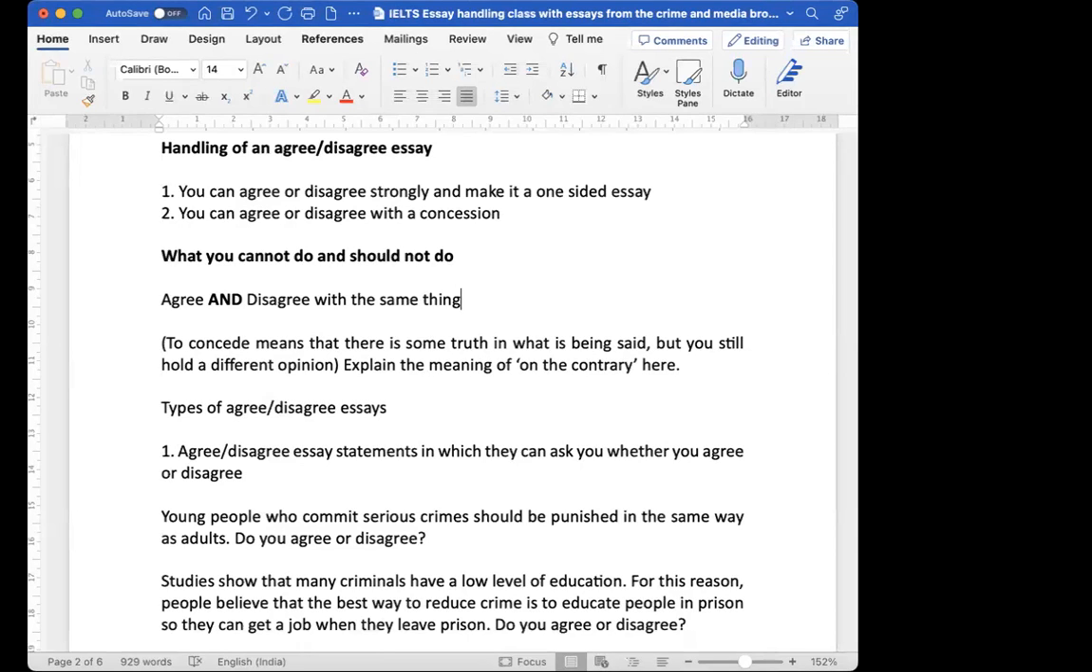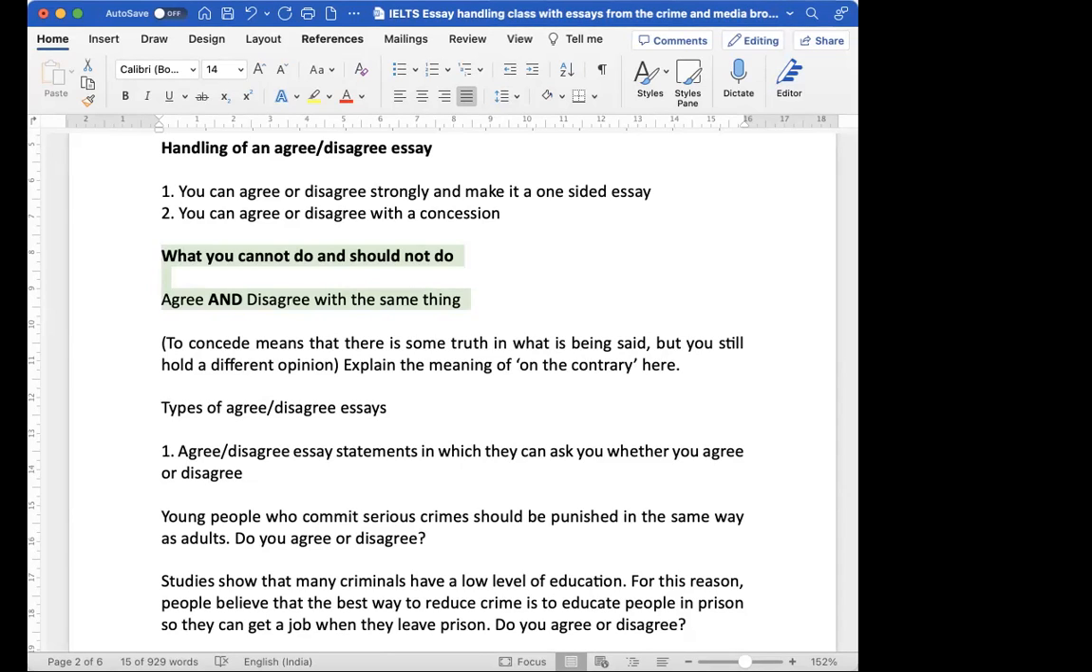Okay, got it? Now, what is concession here? Many students ask me, madam, I wrote one para of agree and one of disagree. Write that if you want 5.5-6 band and you are happy with it. You won't get more than that.